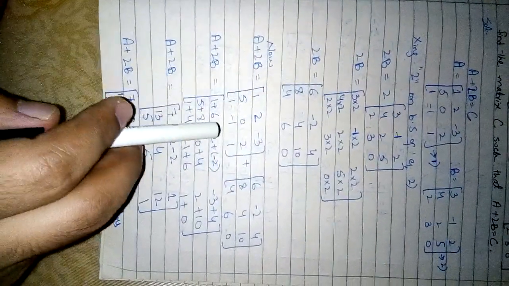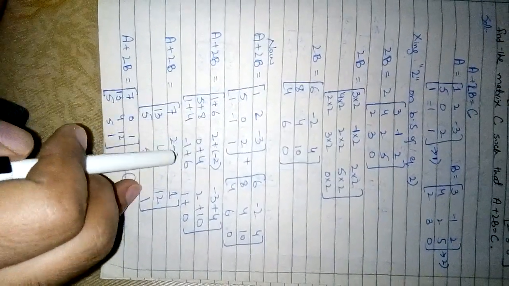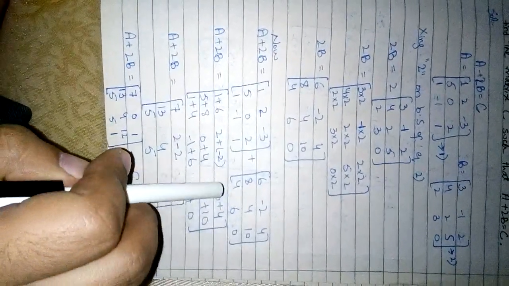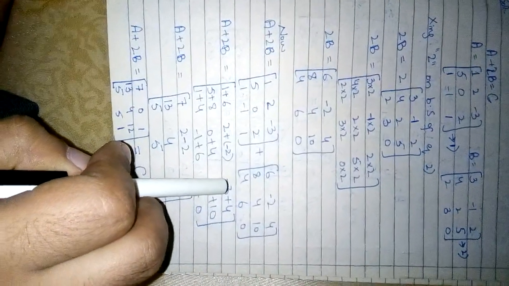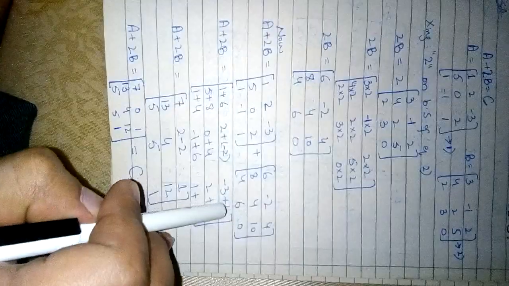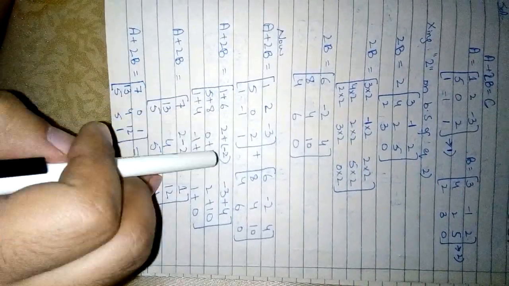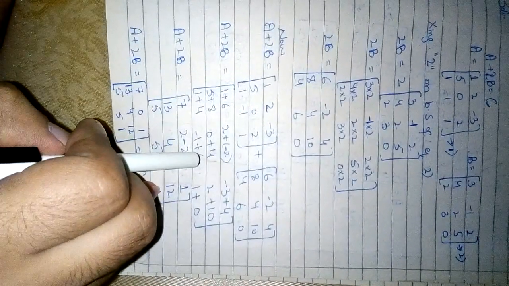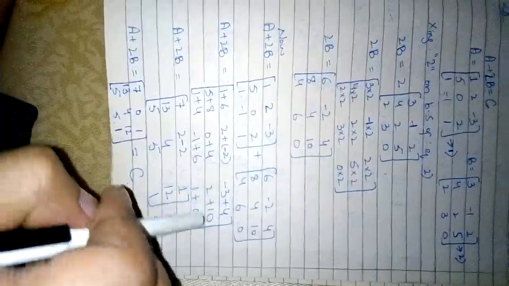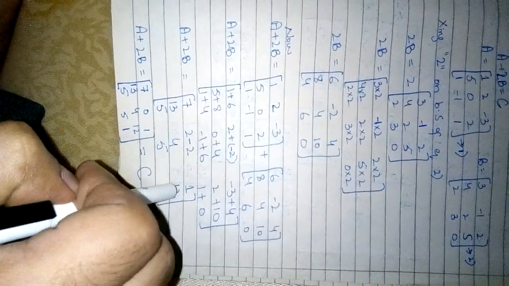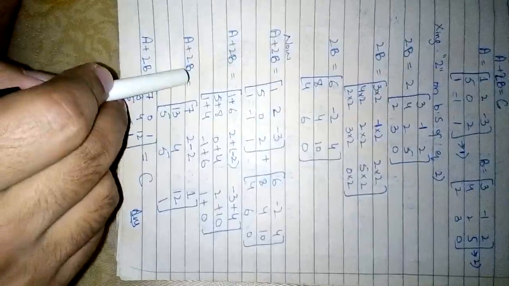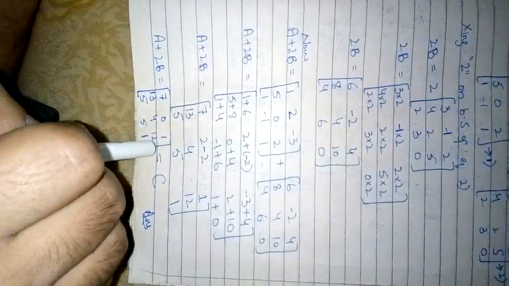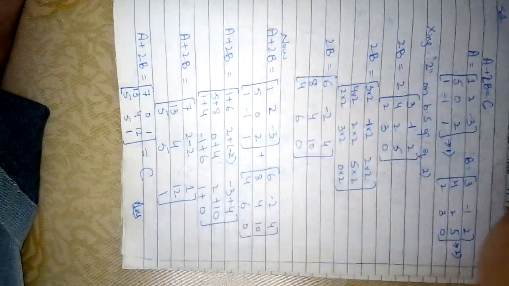So A plus 2B equals 6 plus 1 is 7, 2 minus 2 is 0, negative 3 plus 4. The signs are different, so we have to subtract these numbers. 4 minus 3 is 1, and the sign will be positive because the larger number is 4. 5 plus 8 is 13, 0 plus 4 is 4, 2 plus 10 is 12, 1 plus 4 is 5, negative 1 plus 6 is 5, 1 plus 0 is 1. So the value of C is the solution of A plus 2B, and the solution is 7, 0, 1, 13, 4, 12, 5, 5, 1. So this is the solution of matrix C.